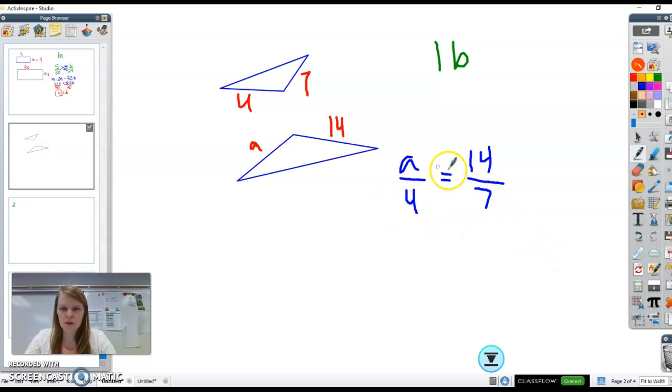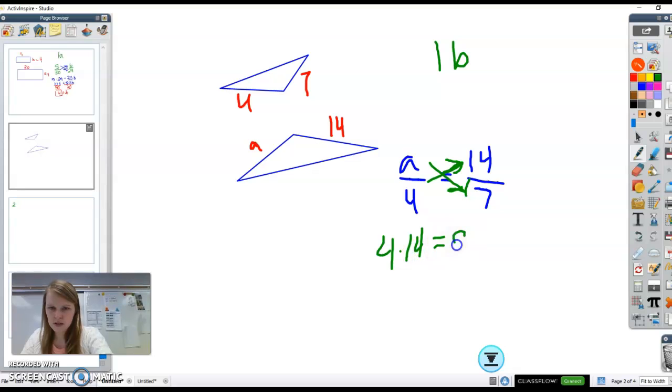So these are both small, these are both large triangle. Okay, let's go ahead and do our cross multiplying and dividing here. So if we do 4 times 14 equals A times 7, or 7 times A, what is 4 times 14? 4 times 14, just to check, 56.